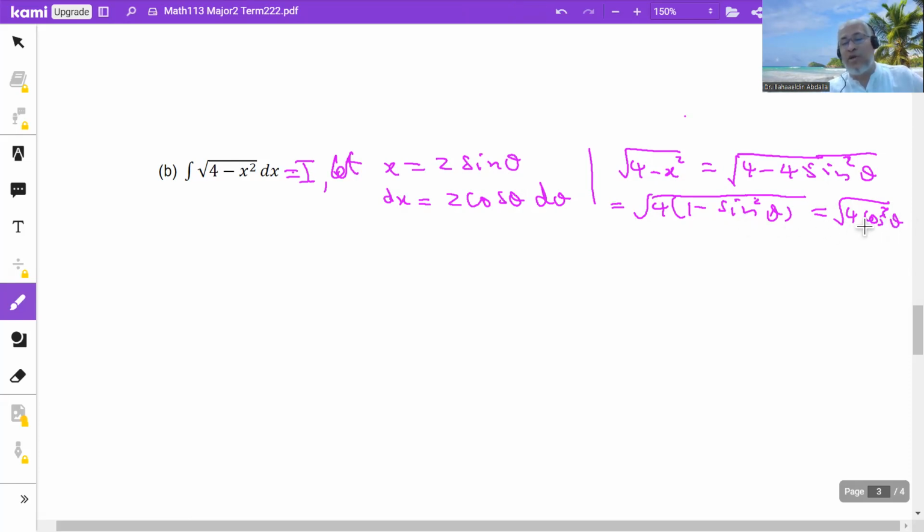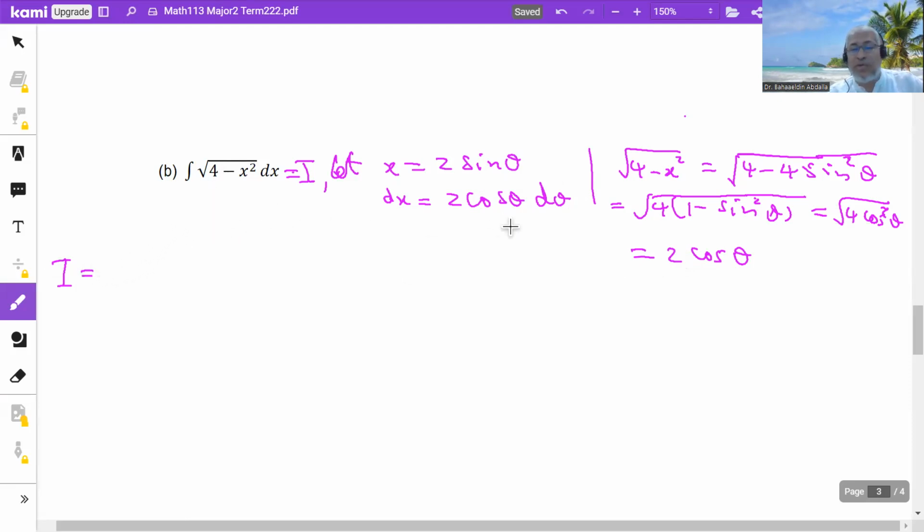1 minus sine squared is cosine squared. And the square root of 4 cosine squared is 2 cosine theta. Of course, it could be positive or negative, but we choose the domain in which we have a positive sign here. So we have 2 cosine theta. So now you can go to the integral and change from x to theta.